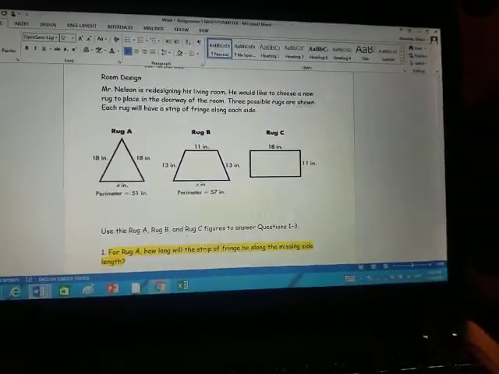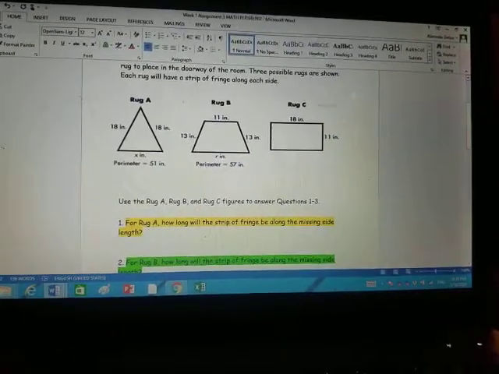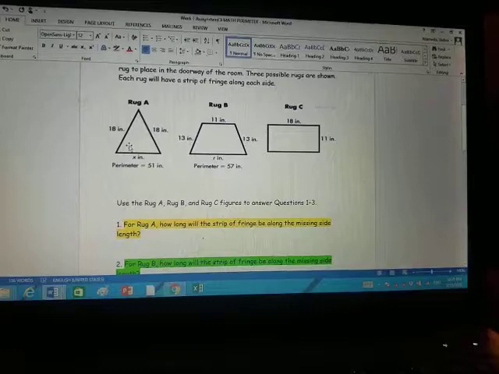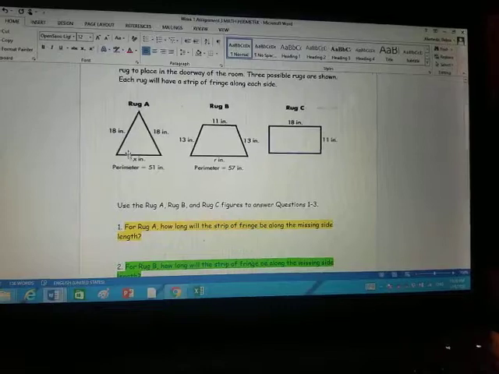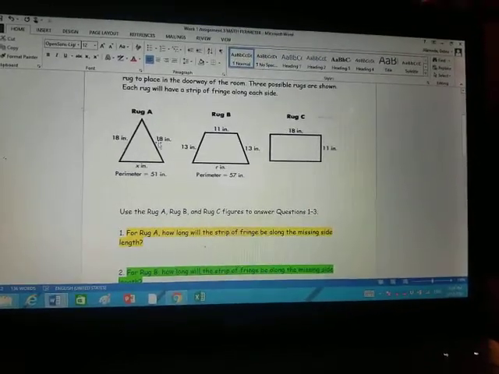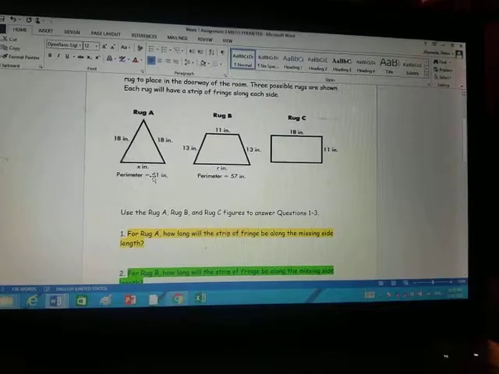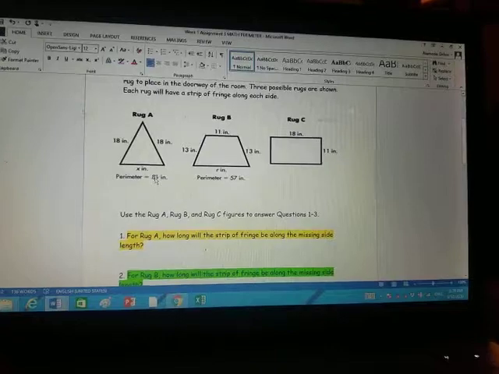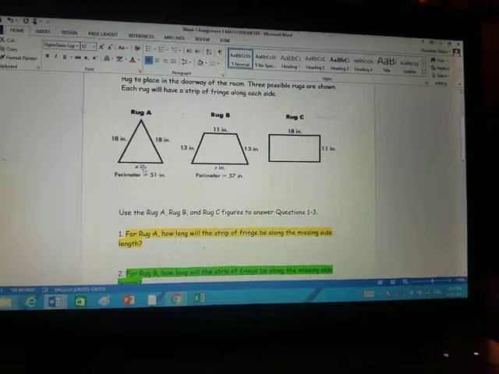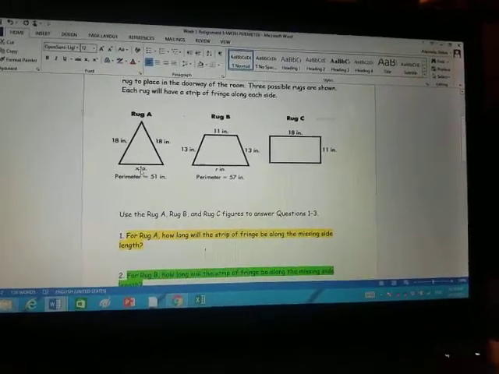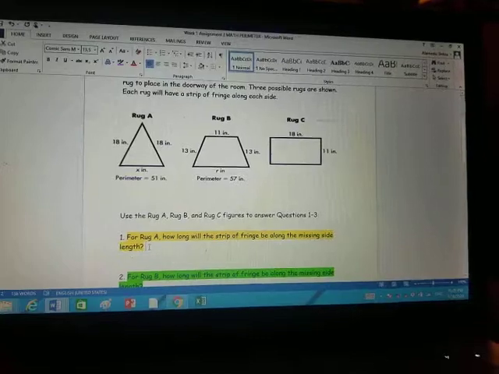Now, for question 1, it says for rug A, which is right here, how long will the strip of fringe be along the missing length? So we don't know what this is because there's an X there. We know that this side is 18, this side is 18, and we know that the perimeter altogether equals 51. So if we already know the perimeter and we already know these 2 sides, we can easily find the missing side. And whatever the missing side is going to be your answer for this part.